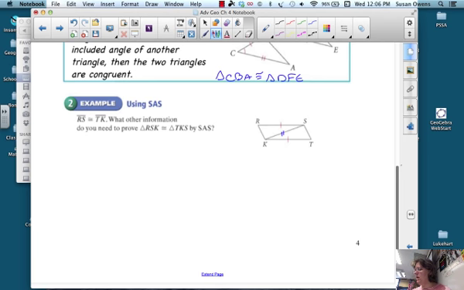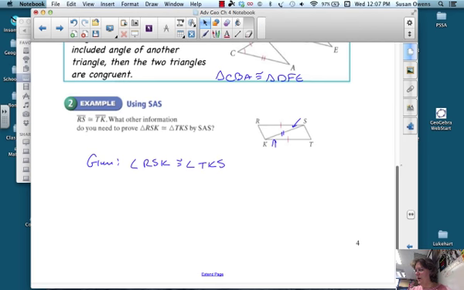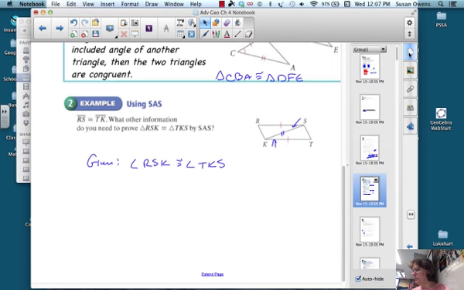And so the only thing I would need is the angles that would be between those two sides. So somewhere I would need to be given that angle RSK is congruent to angle TKS. And that might be just one of the givens, or they might give me enough information that I could get there, but that would need to be one of my givens in order to do this proof.